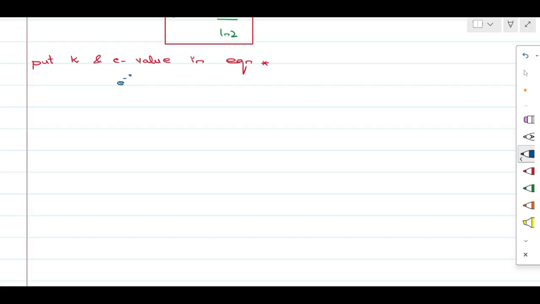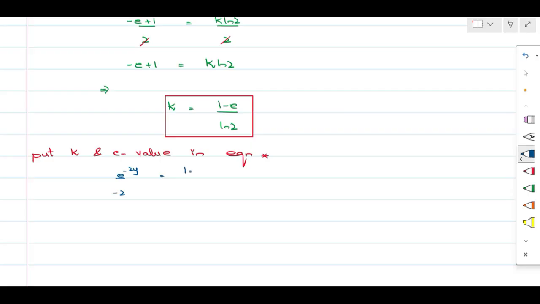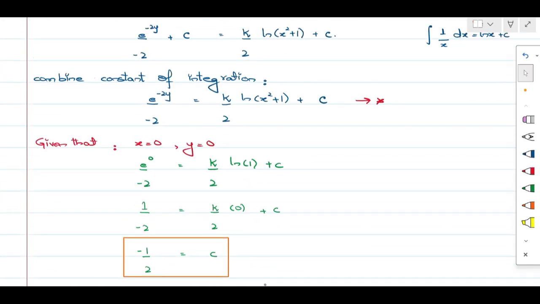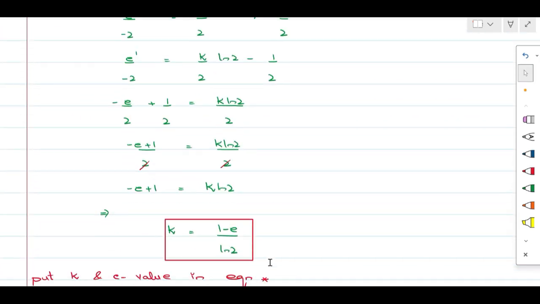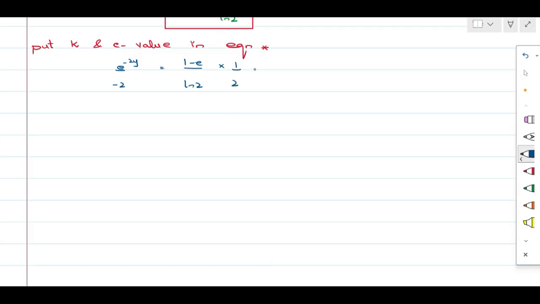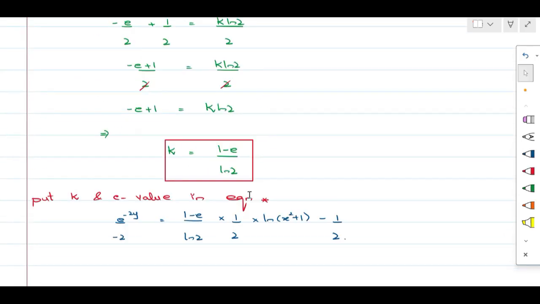e power minus 2y divided by negative 2 is equal to k. The k value is (1 minus e) divided by natural log of 2, times k by 2. So 1 by 2 times the natural log of x squared plus 1, plus the c value, which is minus 1 by 2, right? So this is the equation.